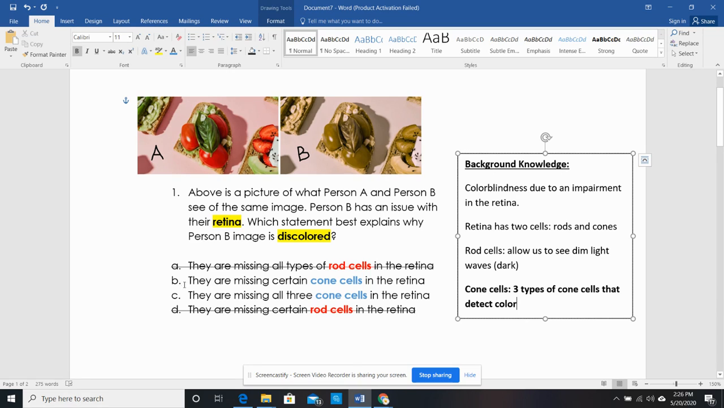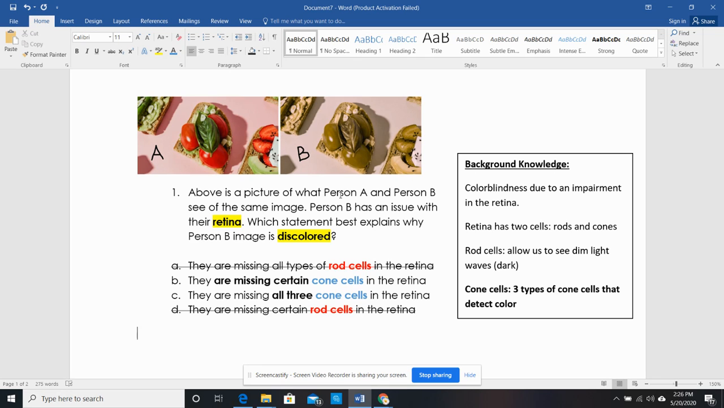Now I'm stuck between B and C. Let's read the difference between the two. B says they are missing certain cone cells. That seems like a key piece. And then C says that they are missing all 3 cone cells. Okay, so now what I need to decide is looking at picture B, are they missing some of the cone cells or are they missing all 3?